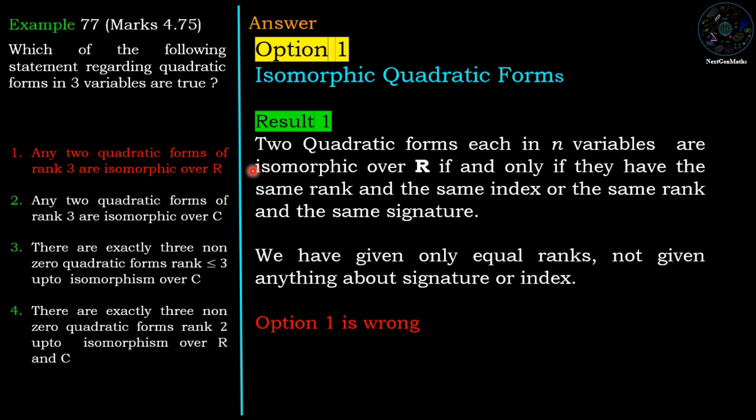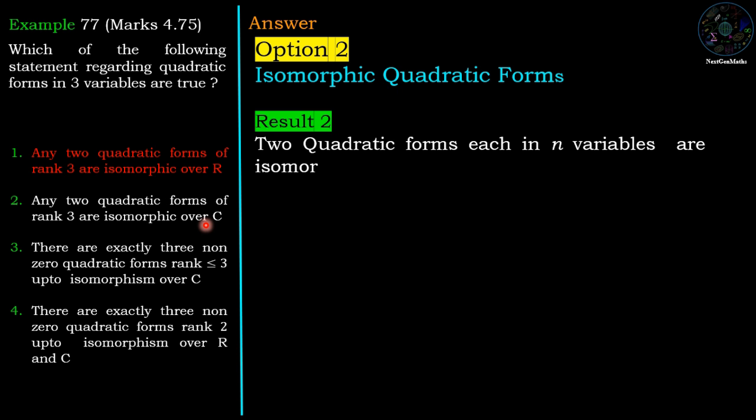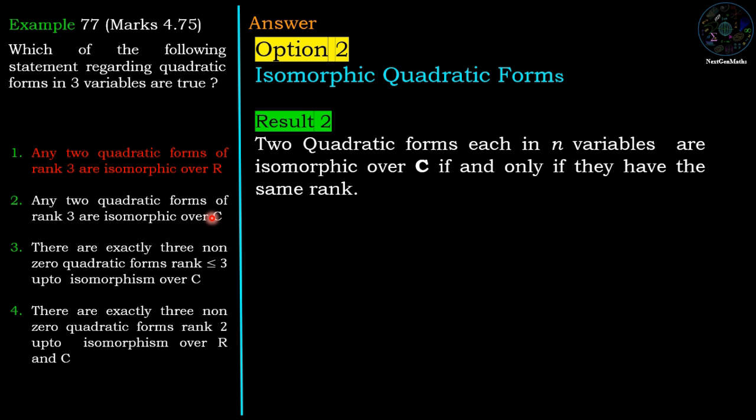Now for option number 2, which is about the isomorphism over the complex field. Two quadratic forms, each in n variables, are isomorphic over C if and only if they have the same rank. So your condition is only up to rank, and hence option number 2 is correct, because we are given any two quadratic forms of rank 3 are isomorphic over C.